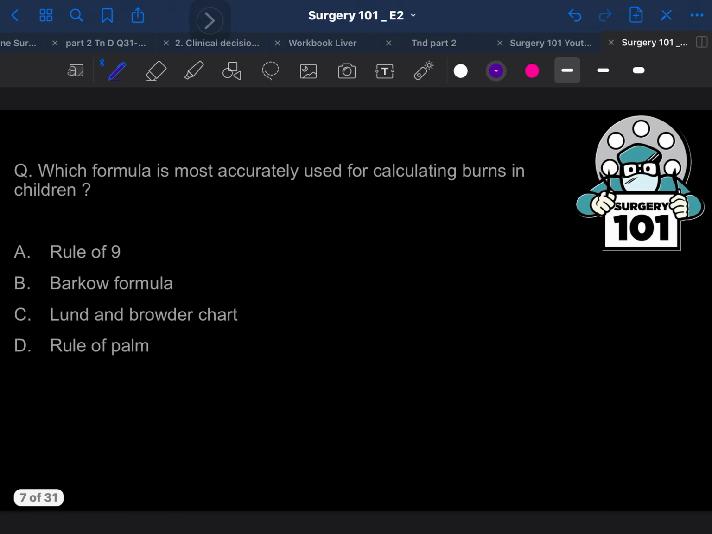So the next question which I have: which formula is most accurately used for calculating the burns in the children? Whether it is rule of 9, Burkow formula, Lund and Broader chart, or the rule of Palm. Now, let us evaluate it one by one. What is the answer over here? Okay, answer over here is simple. It is Lund and Broader chart.